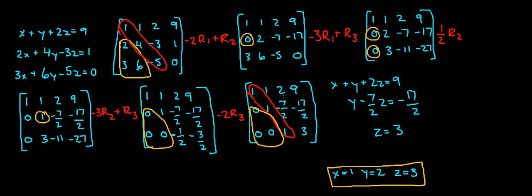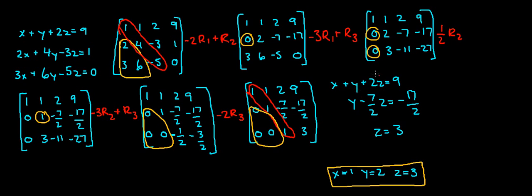So it's easy for me just to start at the bottom, substitute this in to the row above it, and then substitute that into the row above it. So z is equal to 3. I've got y minus 7 over 2z is equal to minus 17 over 2. Z is 3. 21 divided by 2. 17, so this difference of 4, so it'll be positive 4, or, well, positive 4 divided by 2, so 2.